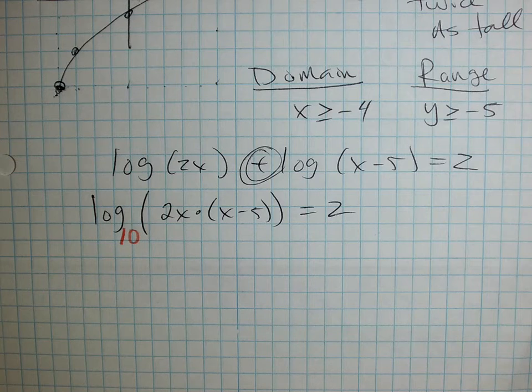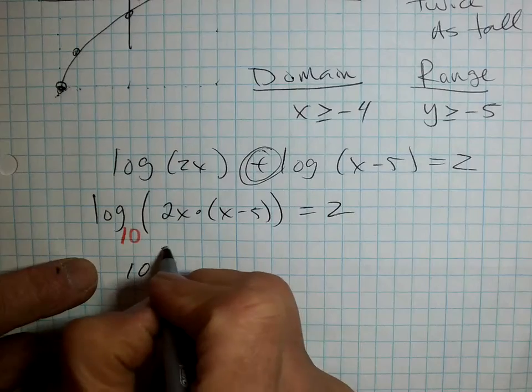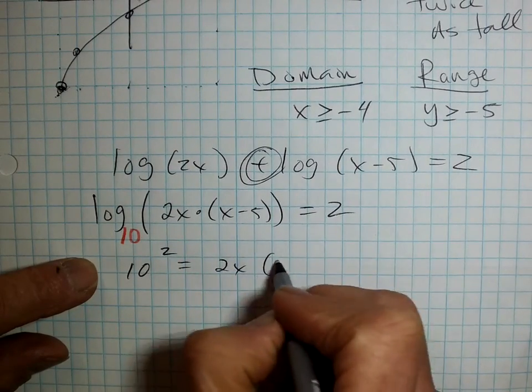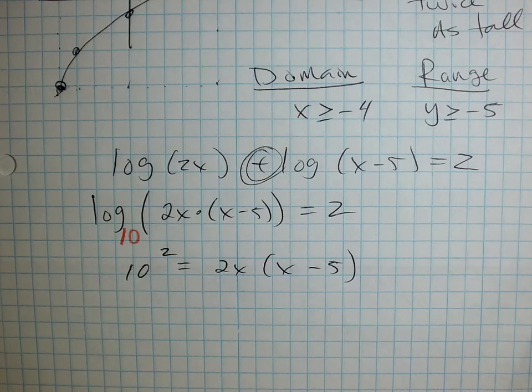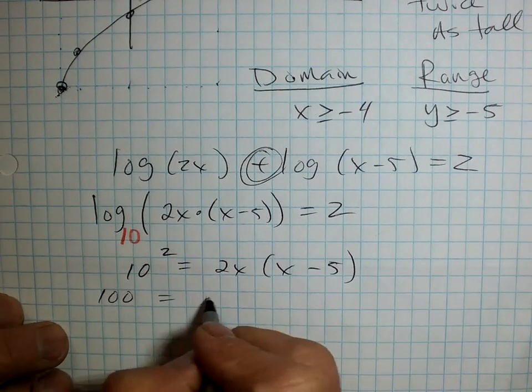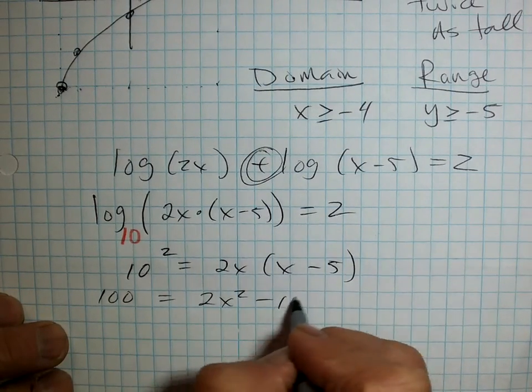So we're going to change it from log form to exponential form. You okay with that? So I'm going to rewrite this as 10 to the 2 power equals 2x times x minus 5. Wait, why is it 10 to the 2 power? It's that rule: 10 to the 2 equals what's inside. It's the base to the exponent equals the answer. Right? So now it's just algebra. 100 equals 2x squared minus 10x, right?